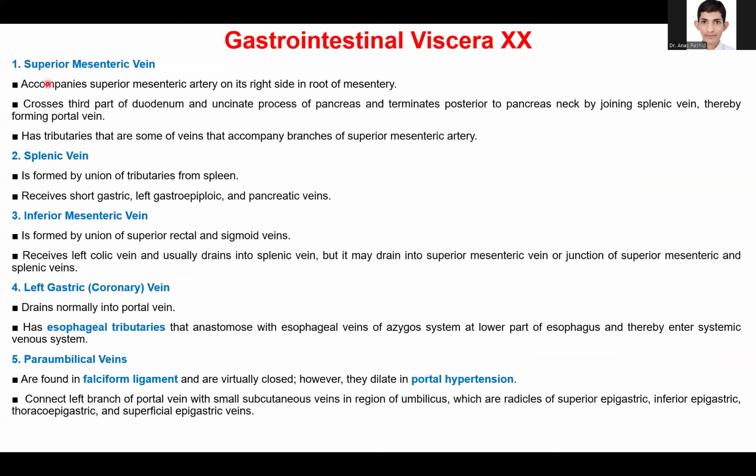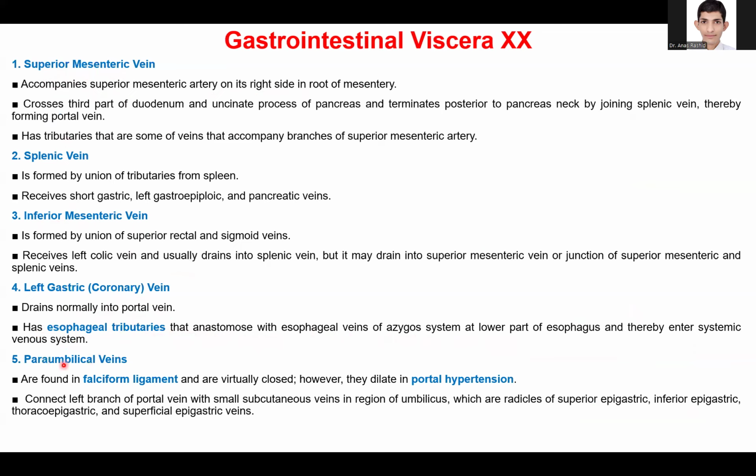The superior mesenteric vein accompanies the superior mesenteric artery on its right side in the root of the mesentery. Then we have the splenic vein. Then we have the inferior mesenteric vein, and the left gastric or coronary vein, which drains normally into the portal vein. Then we have esophageal veins that anastomose with esophageal veins of the azygos system in the lower part of the esophagus and thereby enter the systemic venous system.